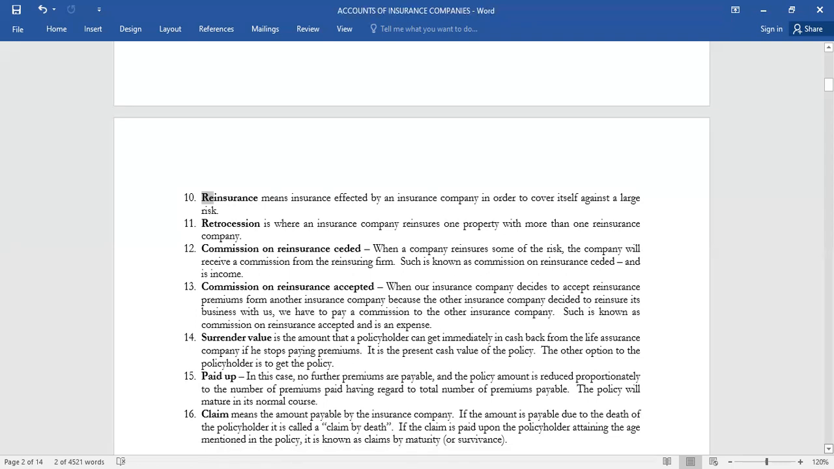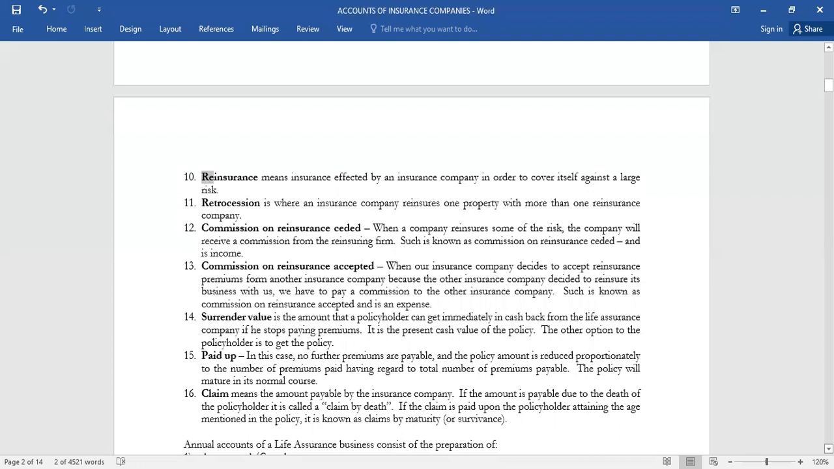Then you have surrender value. And surrender value is the amount that the policy holder can get immediately in cash from the life assurance company if they stop paying premium. Let's say you insured yourself, you started insuring yourself at 40 years and the maturity is 80 years. Around 70 years, you decide to stop altogether. The amount that you are going to claim from the insurance company is what you are calling the surrender value. That amount that they are going to opt to pay you is the surrender value.